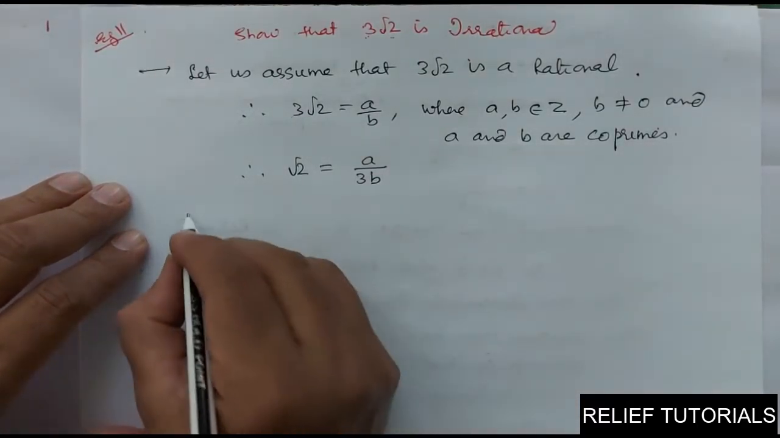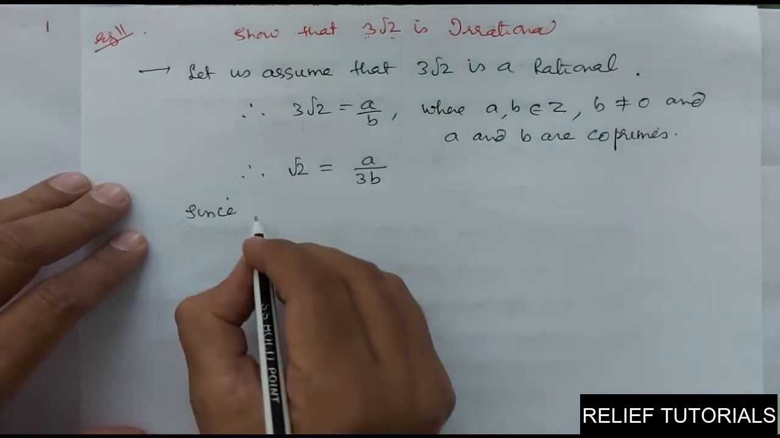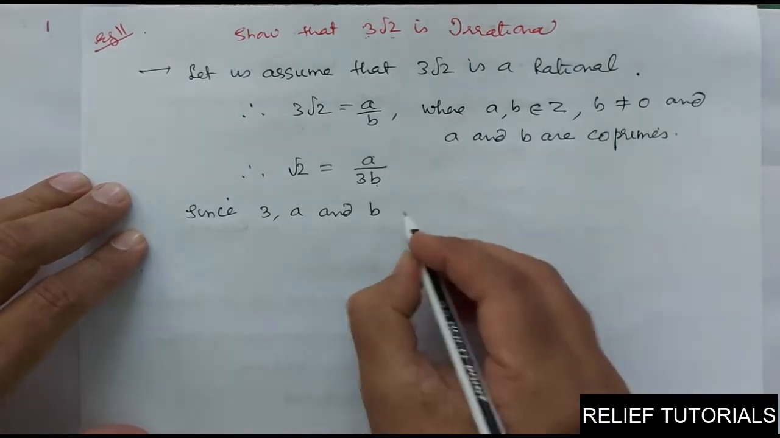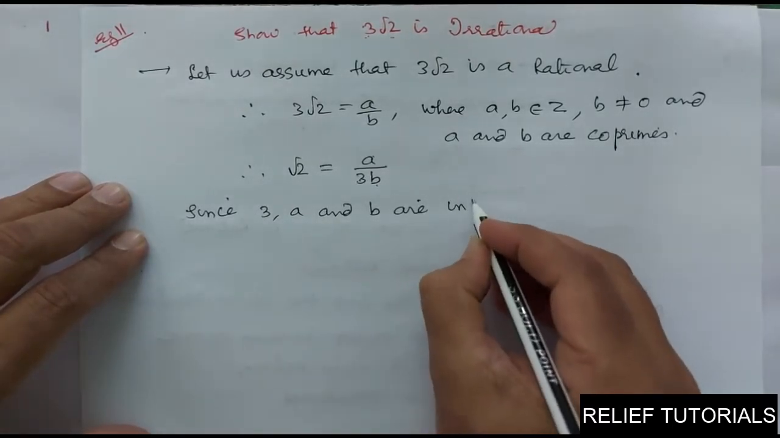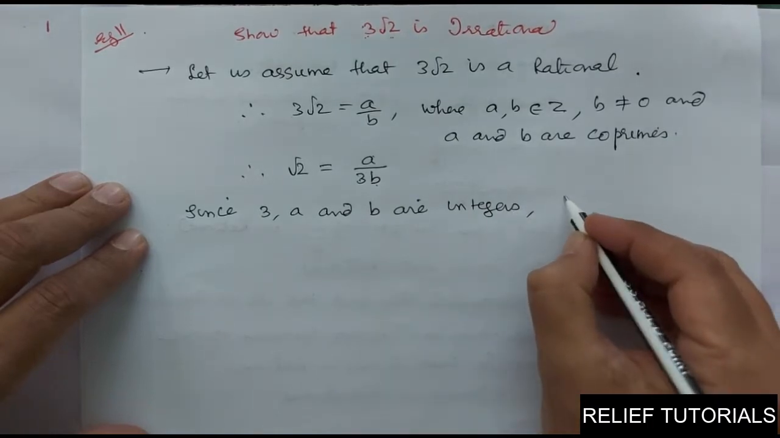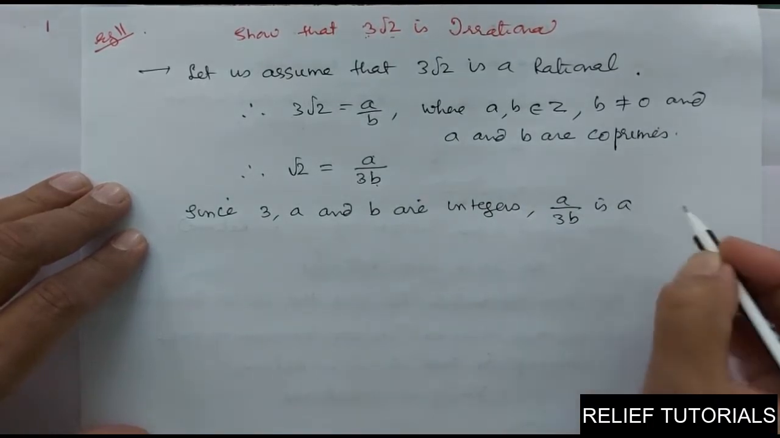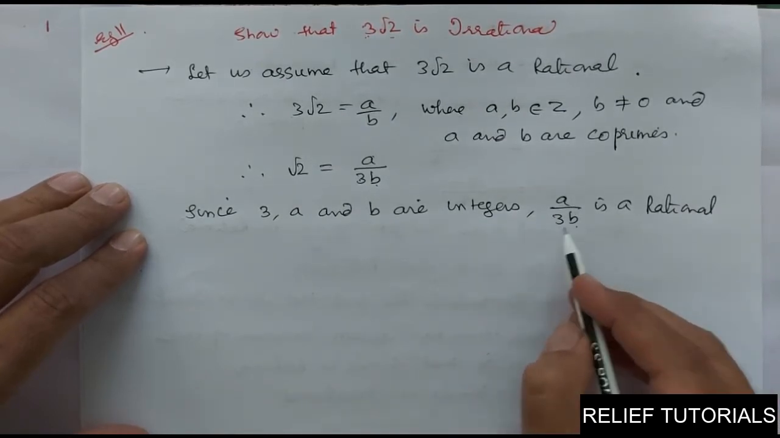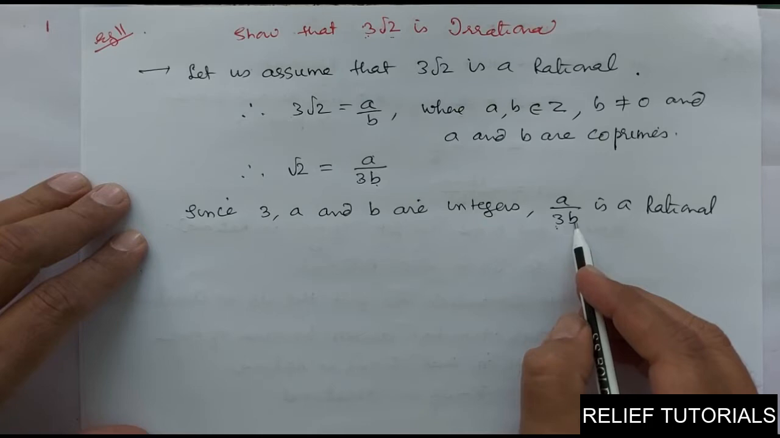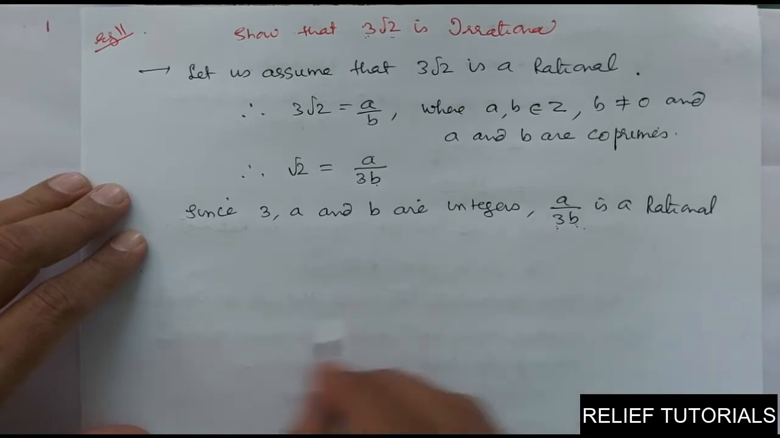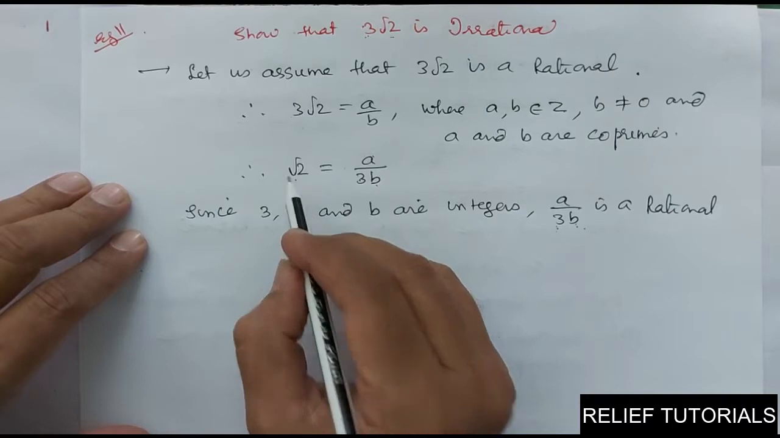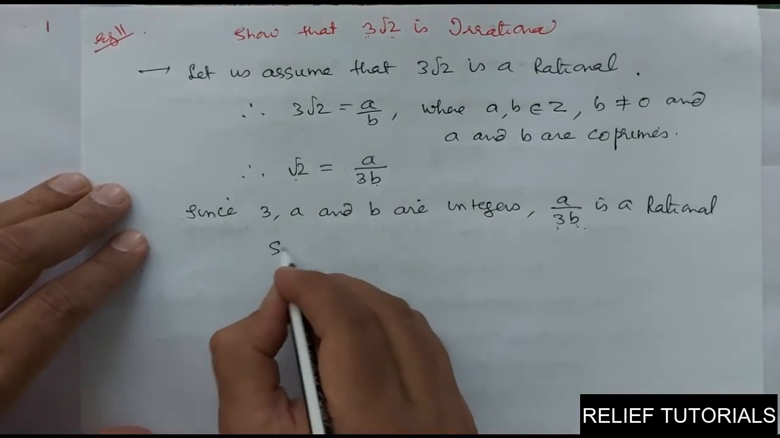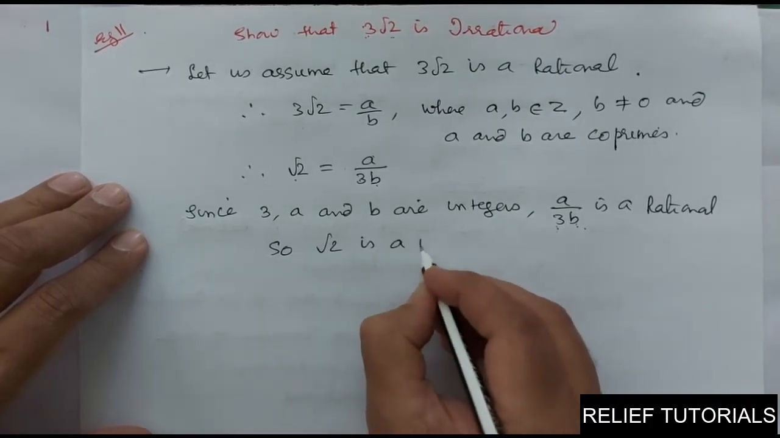Okay. Now since 3a and b are integers, a upon 3b is rational. You know, see, a is an integer, b is an integer, 3 is an integer. So 3 into b is also an integer. So a upon 3b is rational. So this is rational. So root 2 is also rational. Clear? So we can say root 2 is rational.